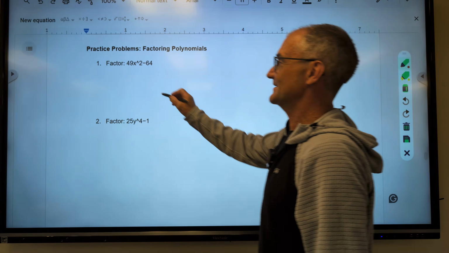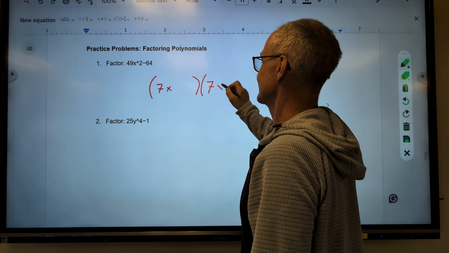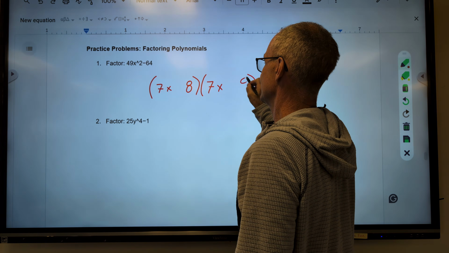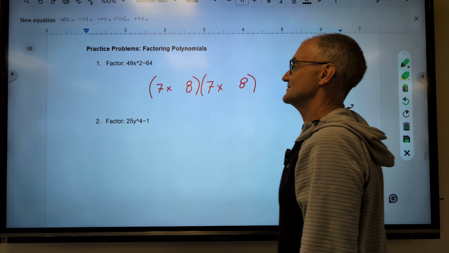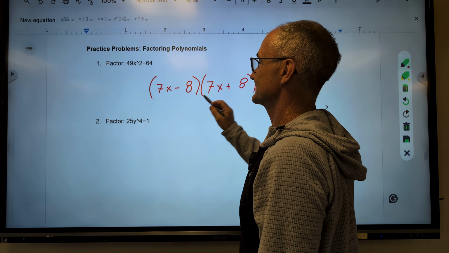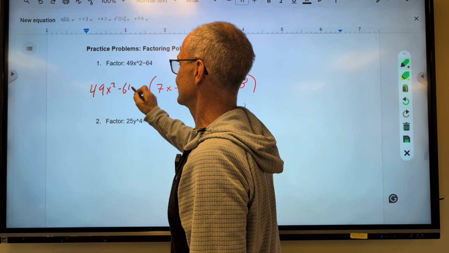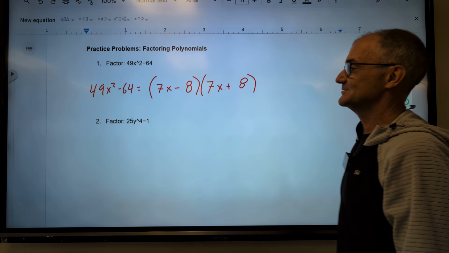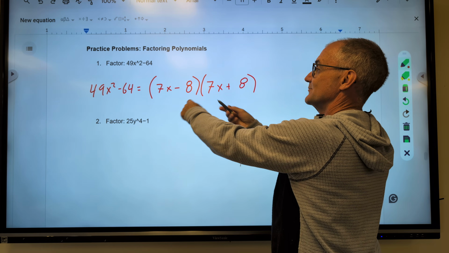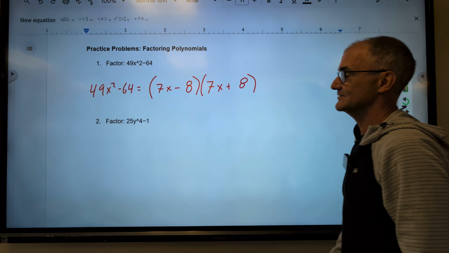49x squared, factors of that are a 7x and a 7x. Factors of 64 are an 8 and an 8. It is a difference of squares because there's a negative symbol in between. So it has to be one negative, one positive. And again, that thing right there is 49x squared minus 64. Double check: 49x squared minus 56x plus 56x, bada bing, gone, minus 64.